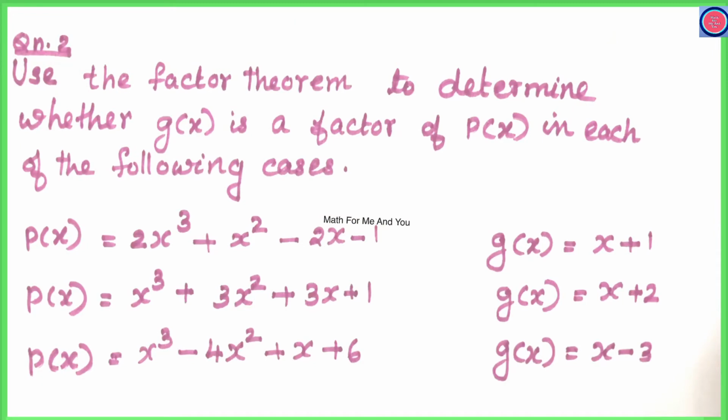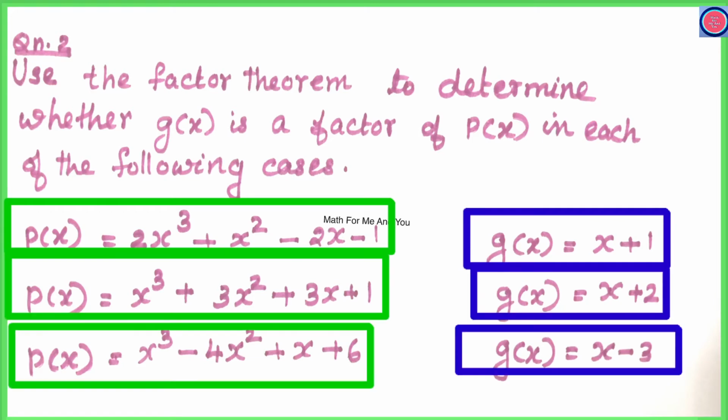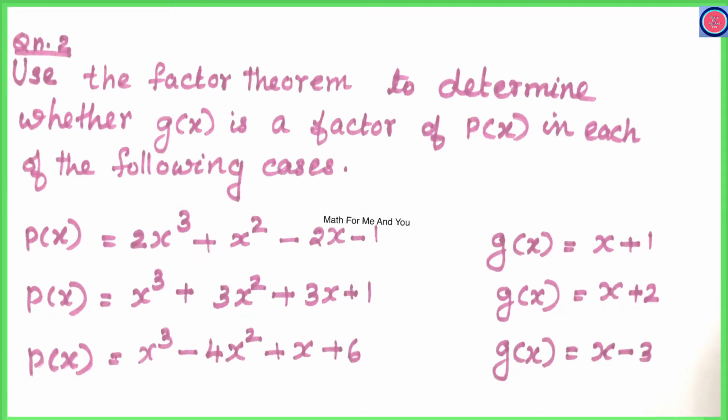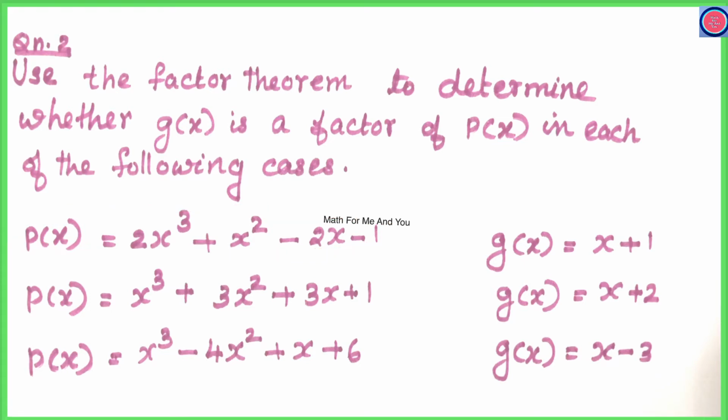Second question. Use the factor theorem to determine whether g of x is a factor of p of x in each of the following cases. You can see p of x and corresponding g of x given in 3 cases. We have to use the factor theorem and check whether g of x is a factor or not. According to the factor theorem, we take g of x equated to 0. Then we get a value for x. Substitute in p of x and find p of that value. If we get the remainder 0, we can say g of x is a factor. If we get any other number, we say g of x is not a factor.